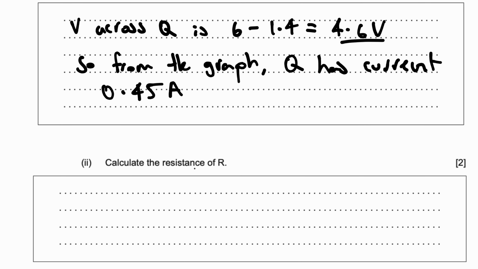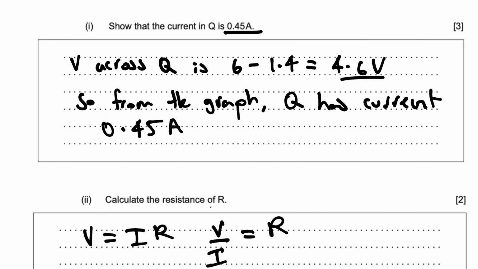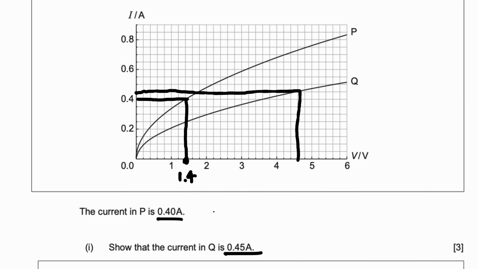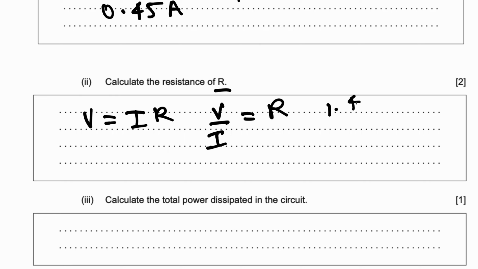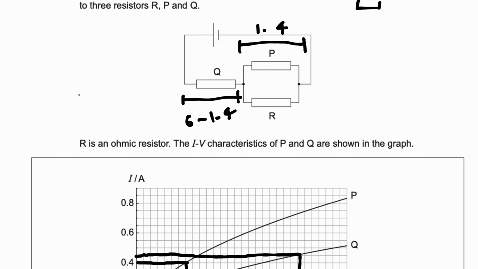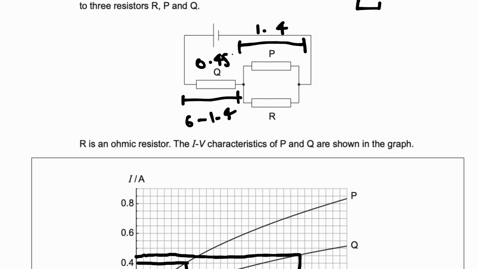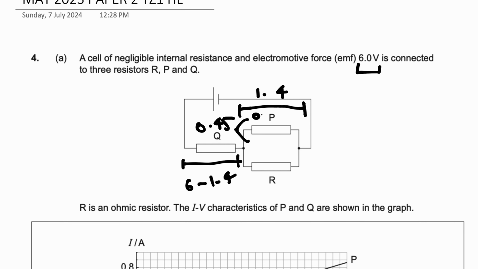So calculate the resistance of R. So we know the formula is V is equal to IR, a very basic formula. So we know that V over I is equal to R. So they are calculating the resistance of R. So what is the voltage drop, voltage difference across R? That's 1.4. And what is the current that passes through R? Well, we know the current that passes through Q is 0.45, which then splits there and there, one of them getting 0.4 amperes. So the other one must be getting 0.05 amperes.